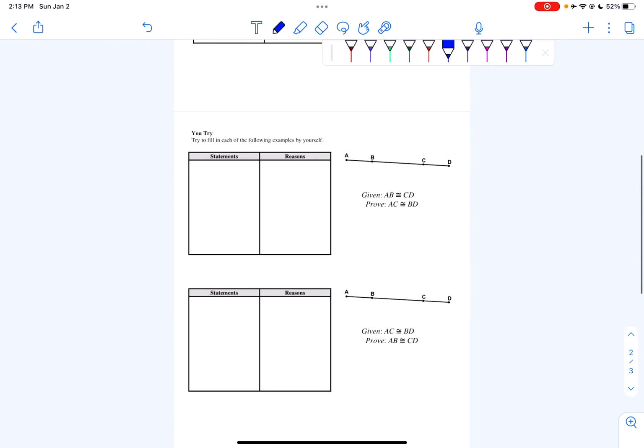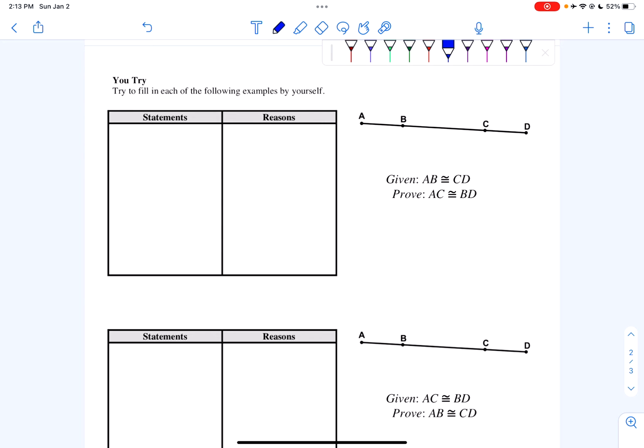Okay, so now you're going to try these two examples by yourself. Try to fill in each of the following examples by yourself, figuring out if it's addition or subtraction. If I look at my first example, I'm given AB and CD are congruent, and I want to prove AC congruent to BD. So I want to go from small to big. This is going to be an addition.